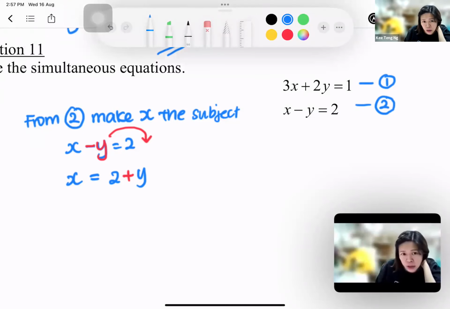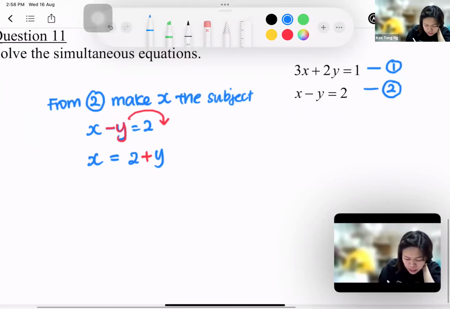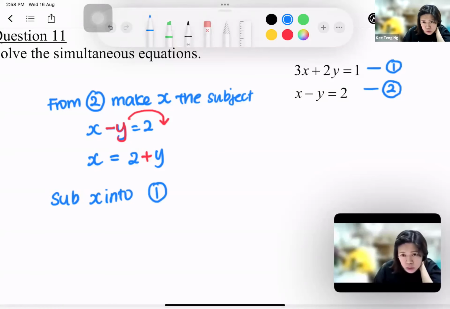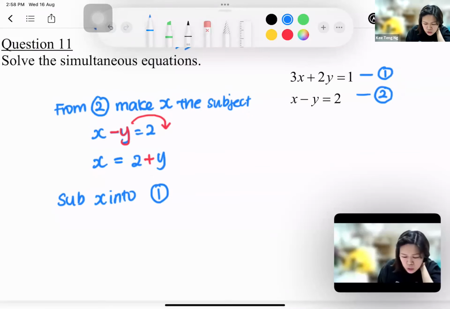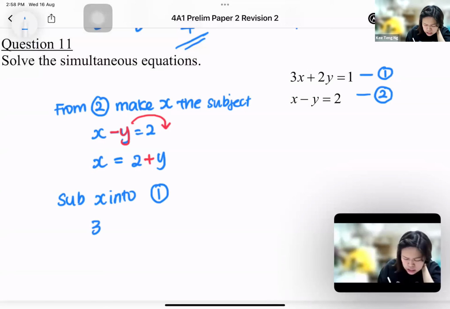Okay, so try to keep the x on the same side. Don't move it. Make it positive. Don't anyhow move around. Okay, now we have this. We're going to sub this into equation number 1. We already used equation 2, so we're going to use equation 1. So equation 1 says 3x plus 2y equals to 1.